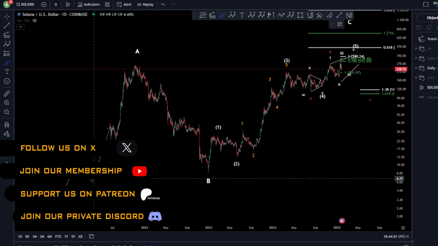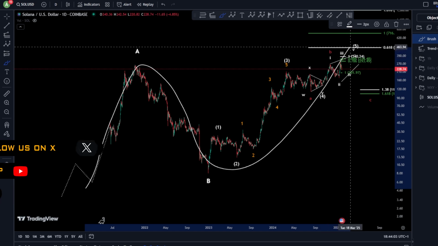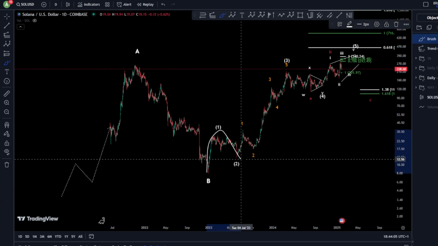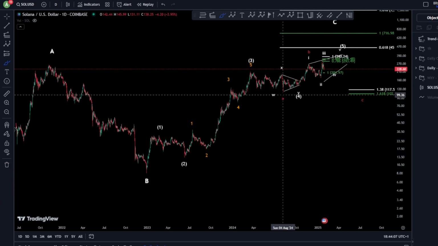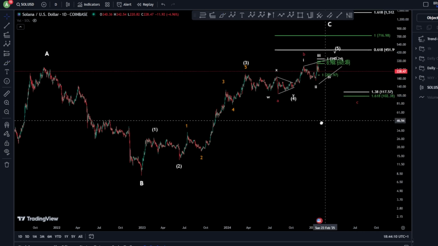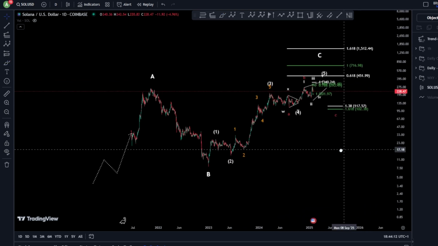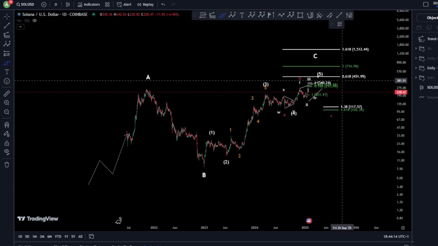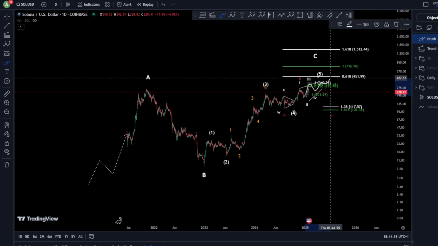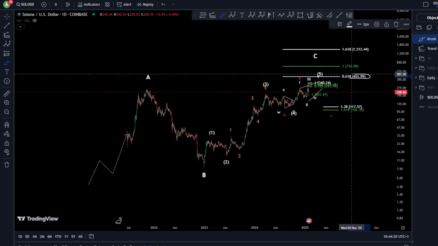Starting here on the daily chart where we are looking at A, B, and a C toward the upside. Your wave C is an impulse 1, 2, 3, 4, 5. We are currently into a wave 5 toward the upside, finishing or targeting probably the 0.618 as a must, of course, closest target at $450.